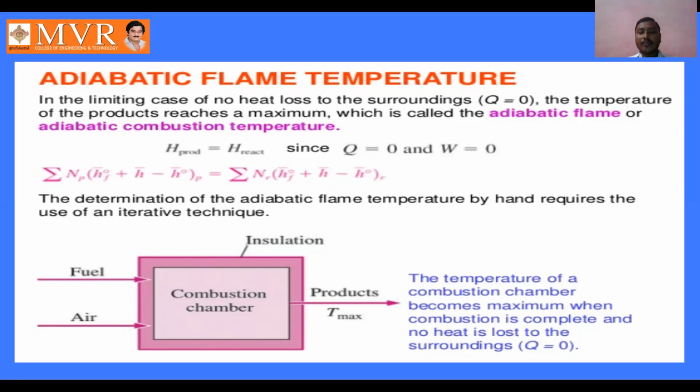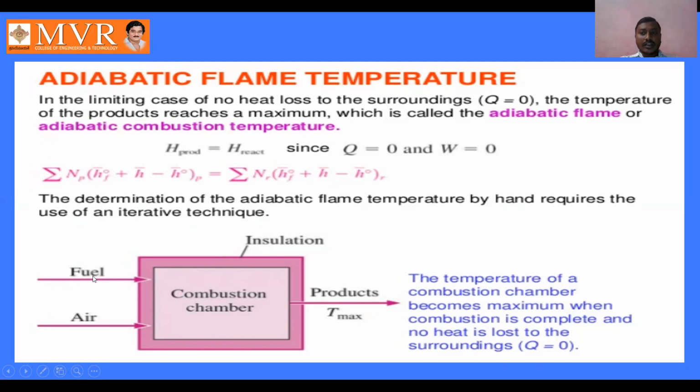Here we can see that H products is equal to H reactants, since Q is equal to 0 and W is equal to 0, meaning there is no heat transfer and no work. We have an equation like this. The determination of the adiabatic flame temperature by hand requires the use of an iterative technique, as we see here.